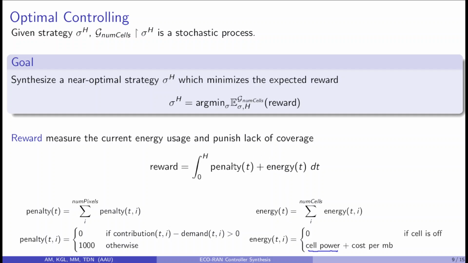And the penalty is as follows. The penalty is 0 if for every pixel the contribution is positive compared to the demand. If this is not the case, so the coverage of the pixel is not good, then we penalize with a high value.